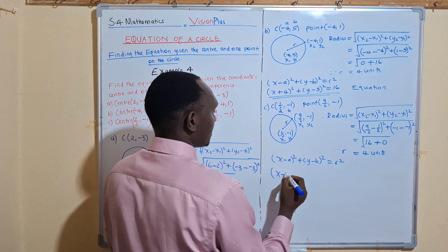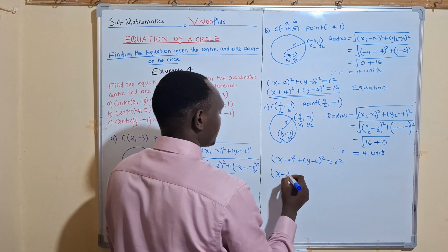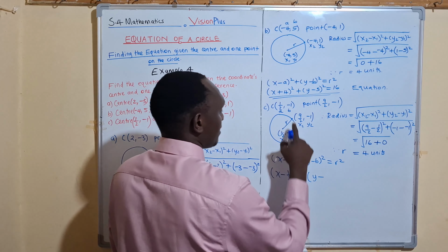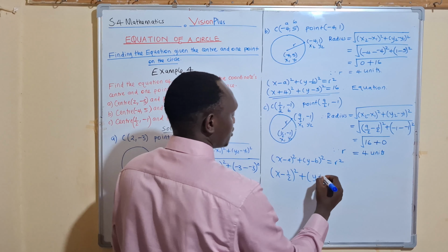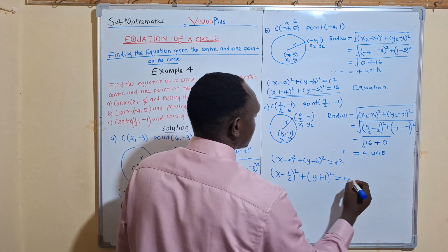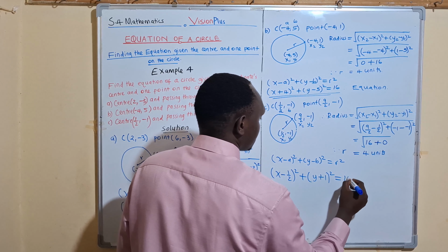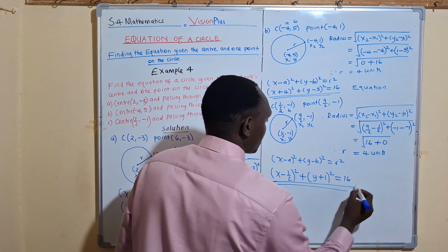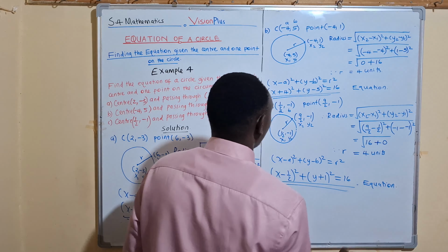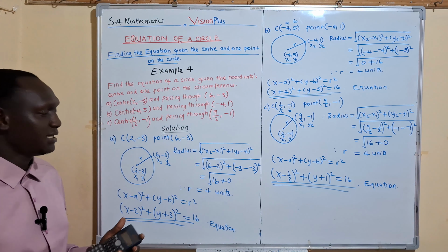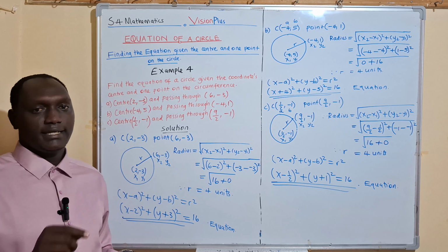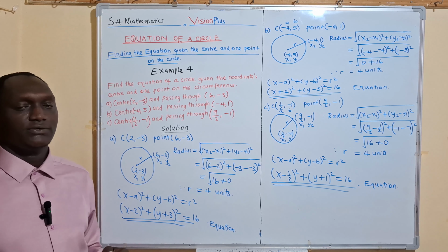x minus A. What is A? A is a half, but we square, plus y minus B. B is -1, so it will change this to +1, squared equals 4 squared, 16, because r squared is 16 units. So this is the equation that we are looking for in example 4, part 6. So this is the general approach to finding the equation of a circle when you have the center and 1 point on the circumference of that circle.